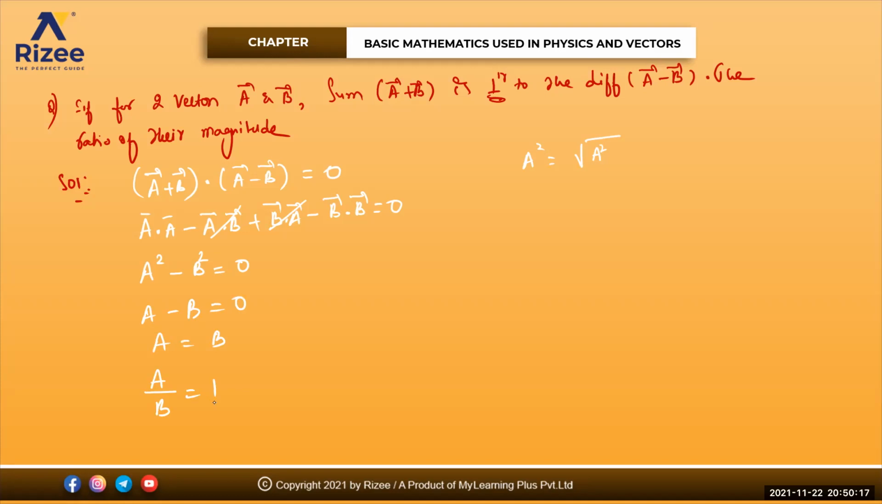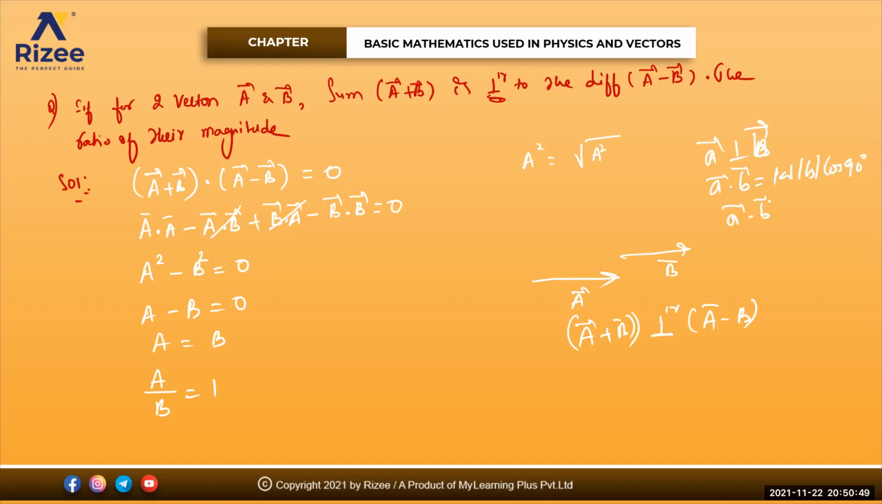Sir, I did not understand the question. Look beta, we have two vectors A bar and B bar. This is one vector A bar and this is another vector B bar. He is telling that he is adding first, that means A bar plus B bar. This A bar plus B bar is perpendicular to A bar minus B bar, like A bar perpendicular to B bar. So what do you write? A bar dot B bar is equal to mod A mod B into cos theta, theta is 90 degrees, so A bar dot B bar will become 0. So in the place of A bar, we are taking A bar plus B bar, and in the place of B bar, we are taking A bar minus B bar. That's it. Got it?